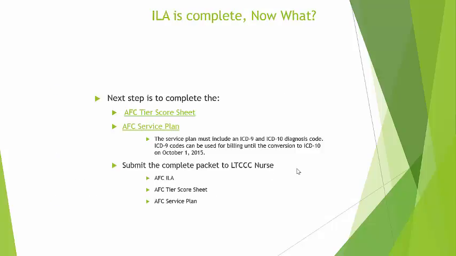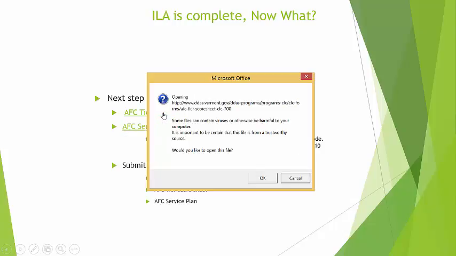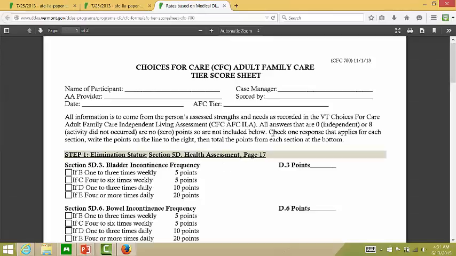So once the ILA is complete, now what? The next step would be to complete the AFC tier score sheet, and I will pull this up and show you what that looks like. So here's the paper version of the ILA tier score sheet. If you are using SAMS, the score sheet will automatically populate based on your responses in the electronic AFC ILA assessment, so it's much more efficient.